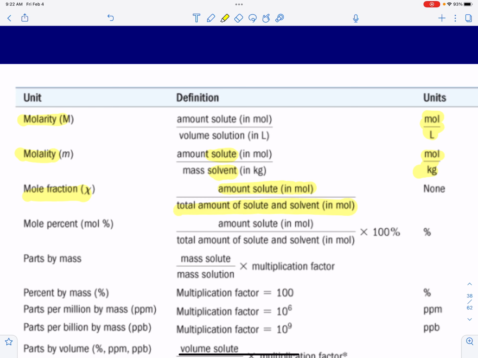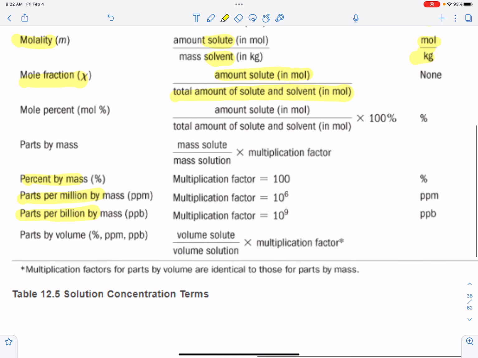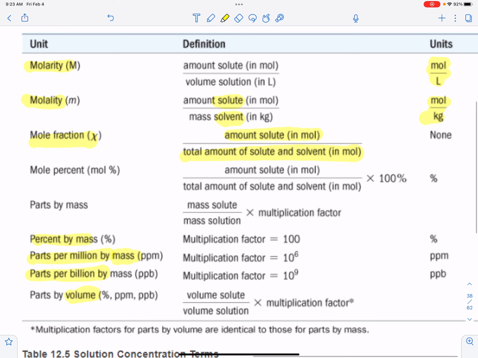So basically everything that we have been discussing: parts per million, parts per billion, percentage. You can do the same thing with the mass, and you can also do it with the volume. And mole percentage is the same as mole fraction, but you multiply by 100. So the ones we're going to use the most are the mole fraction and the molality.